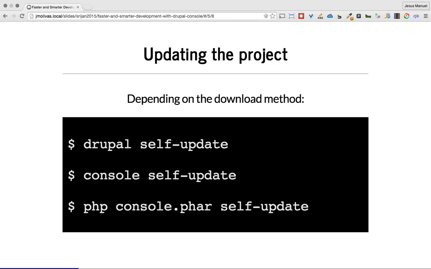So the only thing you need to do is just type Drupal, which is the alias that I assigned when downloading the project and moving it to a globally accessible path. So Drupal, and then the command self-update. That's the only thing you need to do in order to get the latest version of the project.